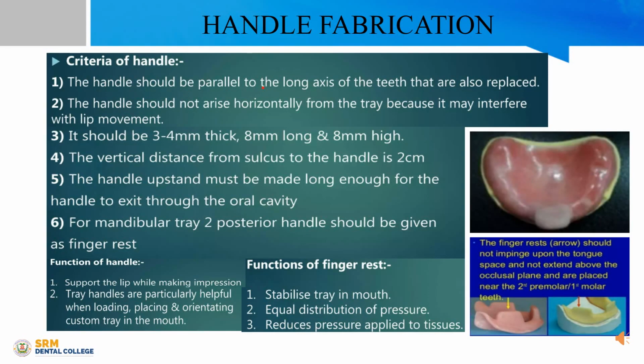When it comes to the maxilla, you place the handle about 45 degrees, and when it comes to the mandible, it should be straight. What is the function of the handle? Handle helps in supporting the lip while making the impression. Tray handles are particularly helpful when loading, placing, orienting the custom tray in the mouth.